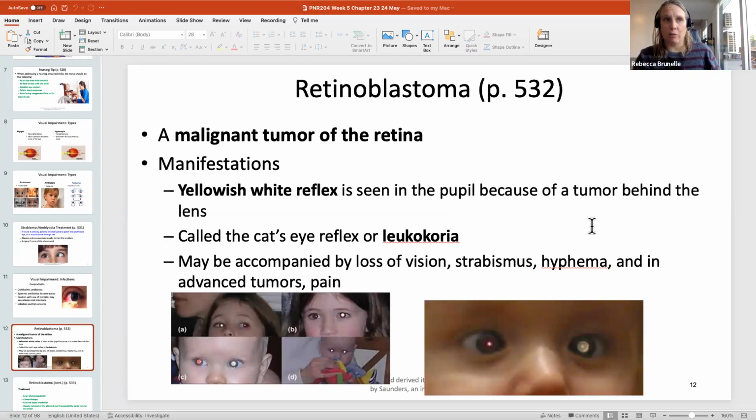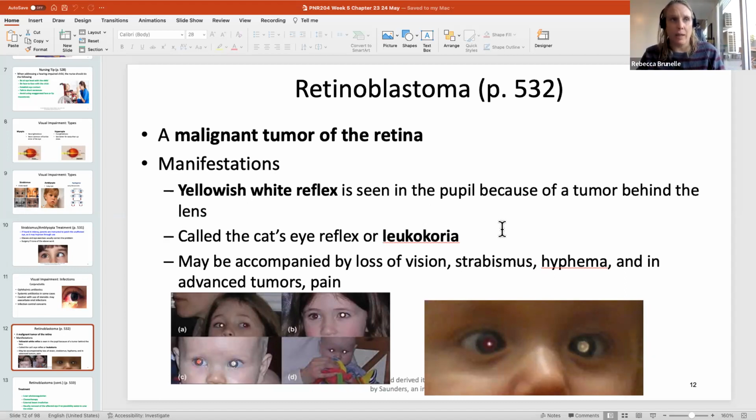Kids can also have a somewhat rare form of cancer, but they actually can have a cancer of their eye. So it's a malignant tumor of the retina. And when you see these pictures, you see the one that has that whitish yellow glow, that's the eye that has the tumor. So you have this yellowish white reflex that's seen in the pupil.